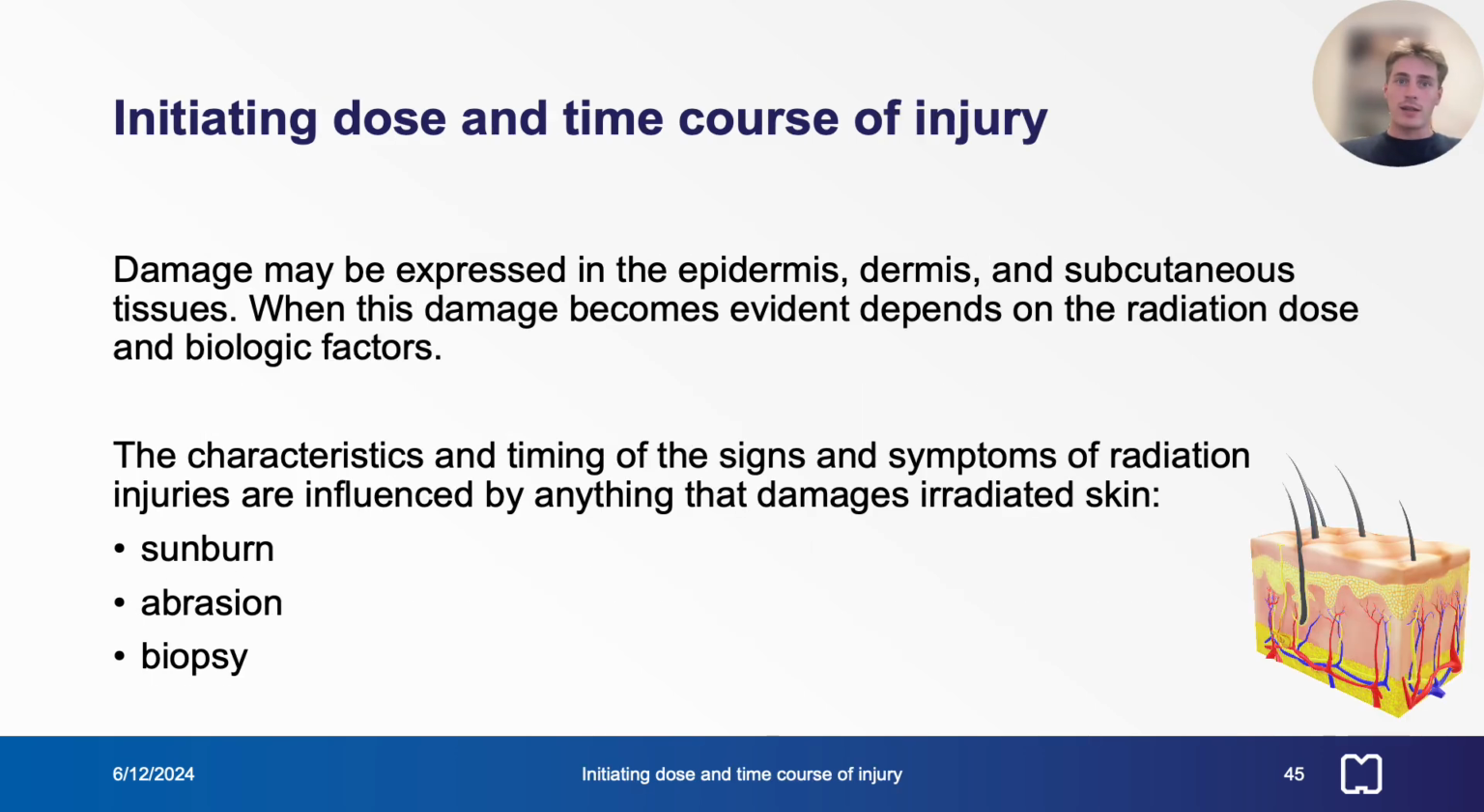Damage may be expressed in the epidermis, dermis, and subcutaneous tissues. When this damage becomes evident depends on the radiation dose and biological factors. The characteristics and timing of the signs and symptoms of radiation injuries are influenced by anything that damages irradiated skin, which could be sunburn, abrasion, or even having a biopsy.